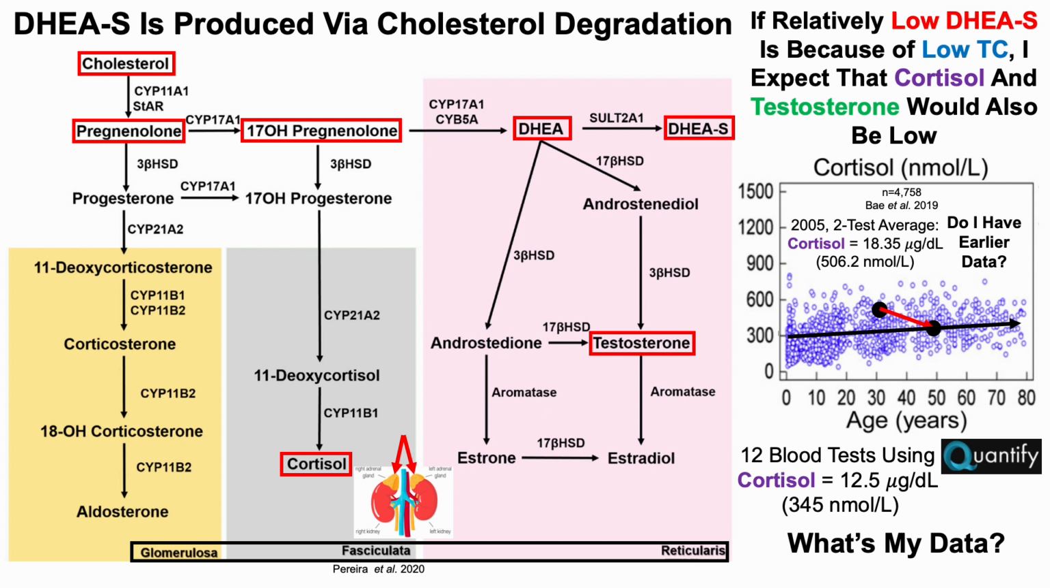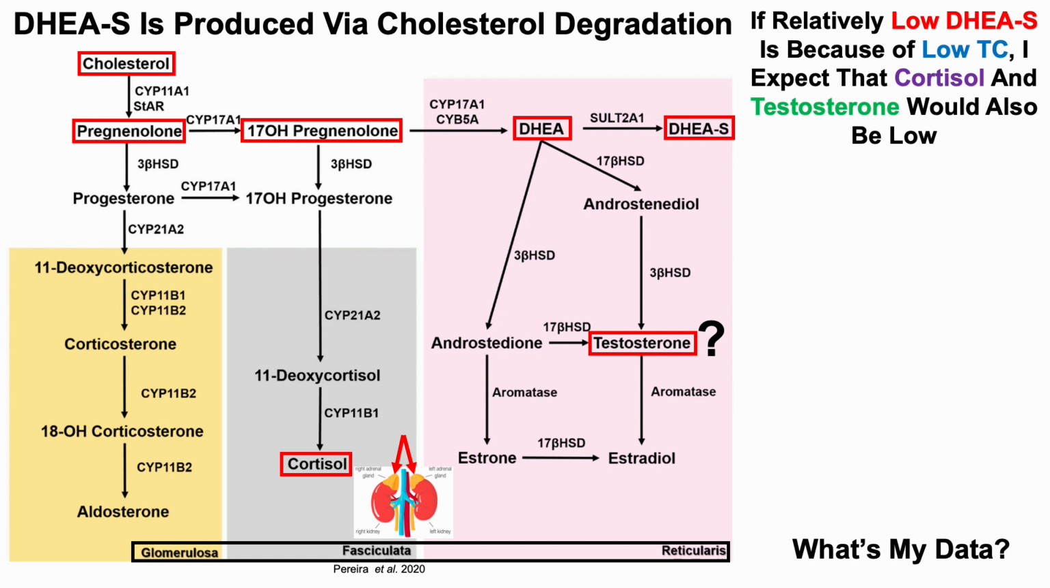Now, whether 3 data points is actually representative of the true story, I'm going to have to measure this a lot more going forward in the future. So stay tuned for that. So we've got relatively low within my own data, DHEA sulfate and cortisol over the past 17 years, despite being on only a few blood tests. What about testosterone? So what's my data?